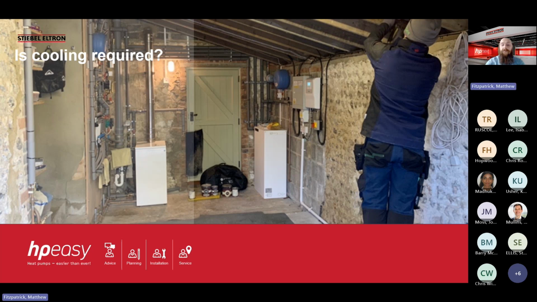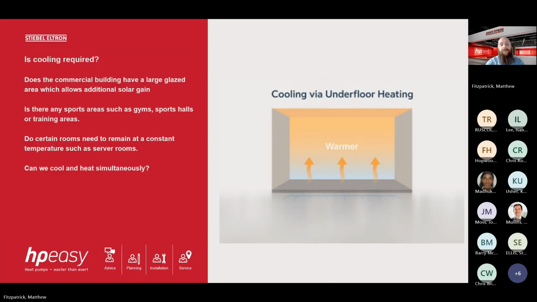Is cooling required? So we'll run through this one. I've put some key points up. Does the commercial building have a large glazed area which allows additional solar gain? If you have a large amount of glass, you will see the temperature increase in the warmer months, even spring and autumn, due to the solar gain. You can install air conditioning units for these areas.